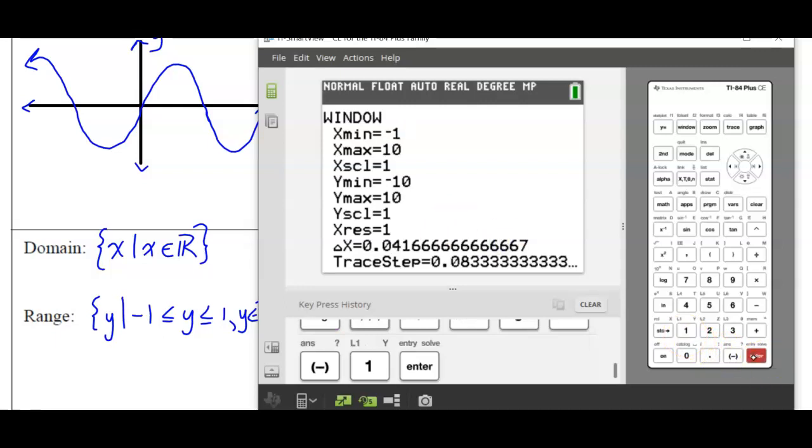And you don't have to go very high for y's. So let's just go maybe to 5 for y max. Or even, yeah, and then let's go up and just go negative 5 for y min. So we're changing our window settings, seeing if we can fill up the screen a little bit better.